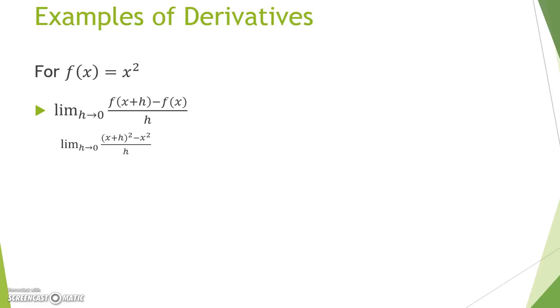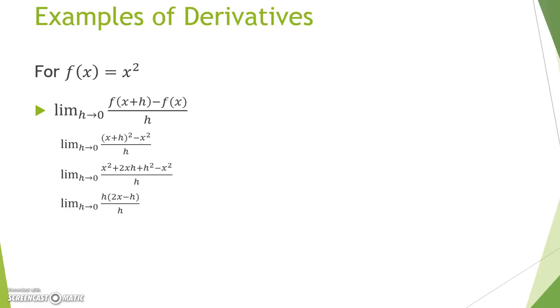Now, the next step would be that you would have to square out the term x plus h squared, and you will get the limit as h approaches 0 of x squared plus 2xh plus h squared minus x squared over h. Now, the x squared minus x squared would cancel out, and you would also want to take out an h term from the top to get a common factor of h. And so you would then get the limit as h approaches 0 of h times 2x plus h over h.